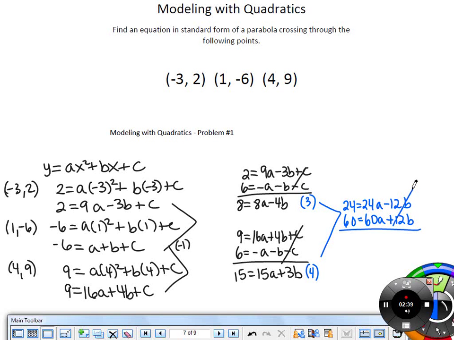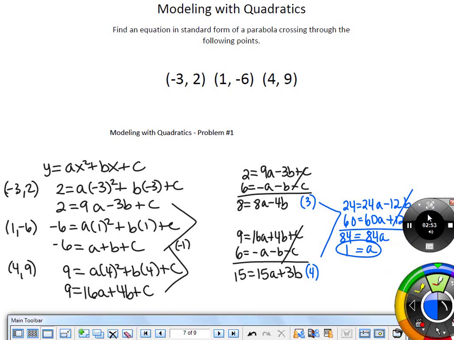So this eliminates the b's. And then I have 84a equals 84. So a is equal to 1. All right, I'm not done. I just don't want to lose it.